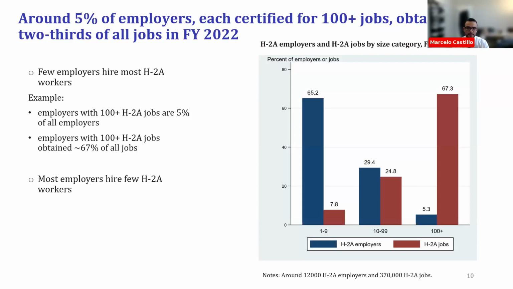That's a mouthful. So to give you an example, the blue bar above the 100 plus category tells us that the employers with 100 or more certified jobs constitute around 5% of all employers. The red bar next to it tells us that these employers with 100 or more jobs obtain around 67% of all H2A jobs. So 5% of all employers get more than 2/3 of all jobs.